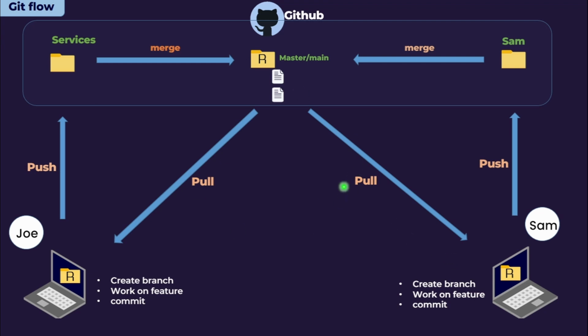But since both of them still have outdated code, they need to pull those changes again from master, so that Joe and Sam as well have the up-to-date code from the master branch.